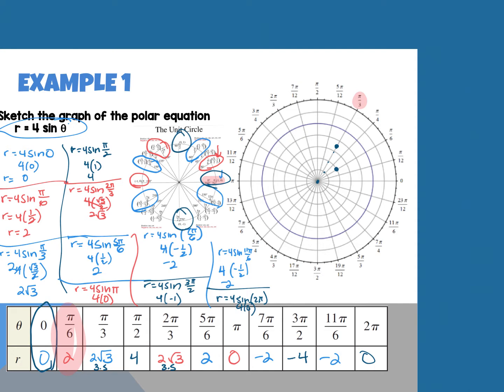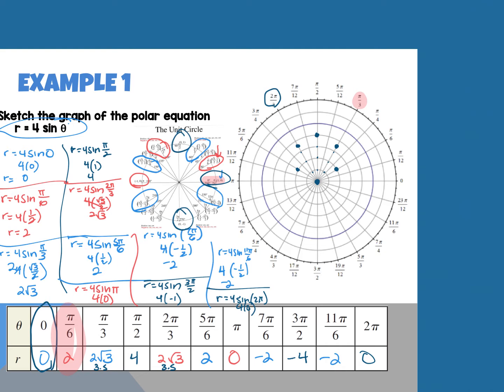Then I go pi over 2 and 4. So on that vertical axis, 1, 2, 3, 4. Then I go 2 pi over 3 and 3.5. 2 pi over 3 is here. 1, 2, 3.5. Then 5 pi over 6 and 2, which is here. And back to pi, 0, so I'm back at the pole. You with me so far?